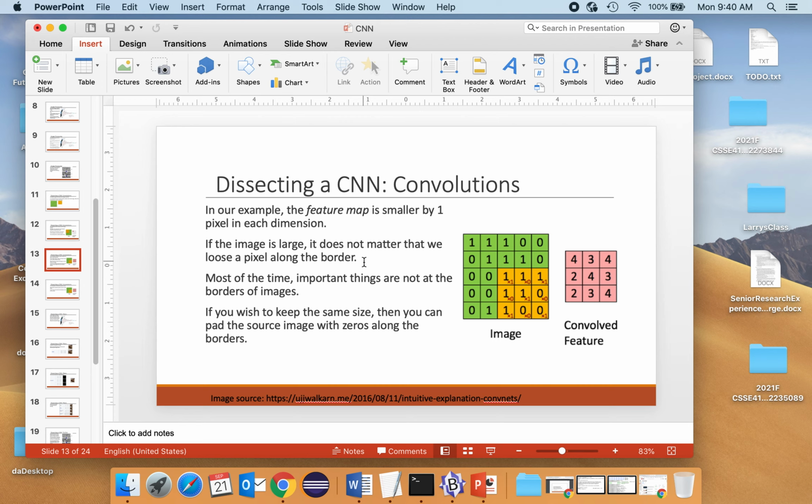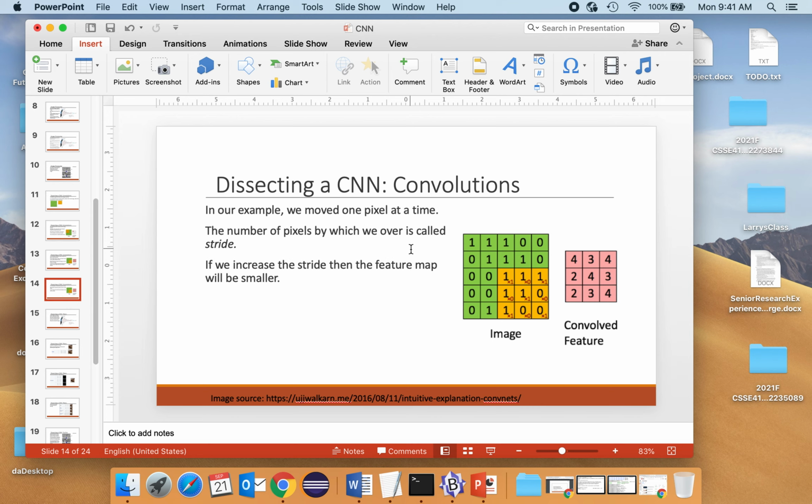Again, you have to remember that the original image is quite large. So in the end of the day, it doesn't matter. We lose 1 pixel along the border. Most of the time, important information is not at the borders of images. It's sort of like towards the center, right? If you want to keep the original image the same size, you could pad this image with zeros on the outside. And so then the resulting feature map is the same size as the original image.